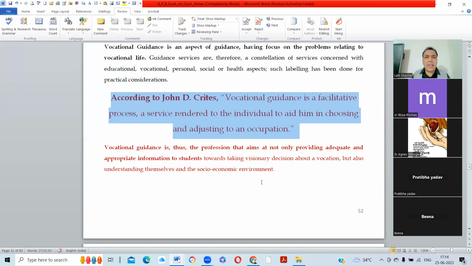Now what happens in personal? In personal, the student has some emotional problems, some trauma, some fear in the mind, so what does it do? It blocks the learning power of the student. So sometimes the student is intelligent, but due to the personal problem, he has the problem.